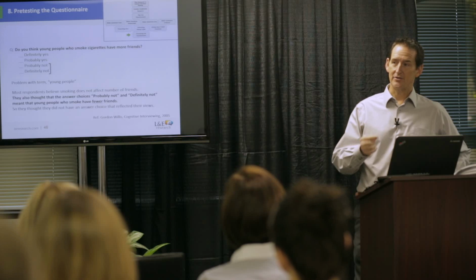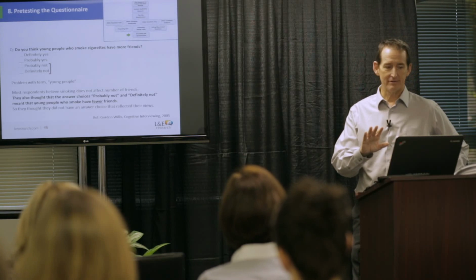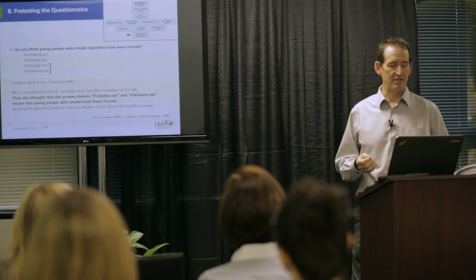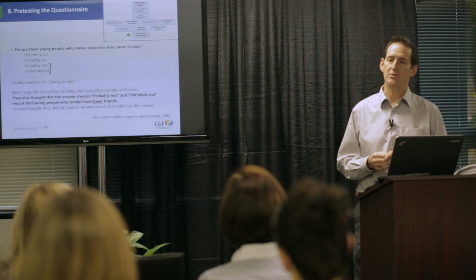And then the next problem, on slide 46, is a little harder to understand, but let me do my best. Most of the respondents believe that smoking did not affect the number of friends at all, but they thought that checking probably not or definitely not meant that they thought that they had fewer friends. Okay? The reason why I love this example is the scale is technically right. Probably not. They probably don't. It's probably neutral. But they think if they check that, that means that they're indicating that young people who smoke have fewer friends. So even though it's technically right, it's not working.